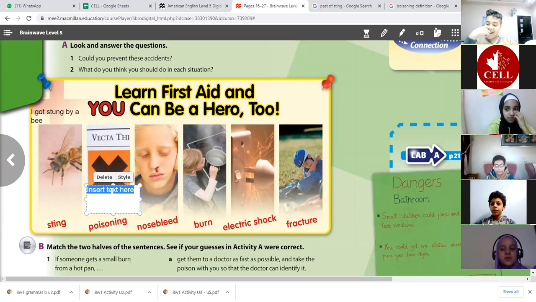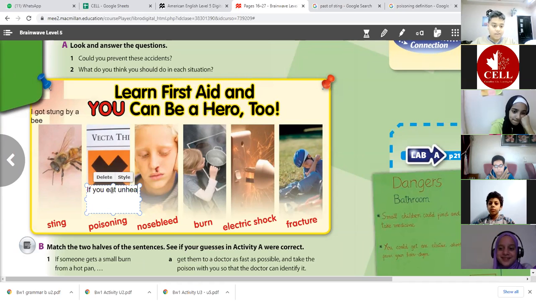Yalla. Poisoning means تسمم. Poisoning, either person to person, human to human, or human to animal, or animal to animal. If you eat unhealthy food, you will feel poisoning. You will be poisoned. You will have food poisoning. So if you eat unhealthy food, you will have food poisoning.